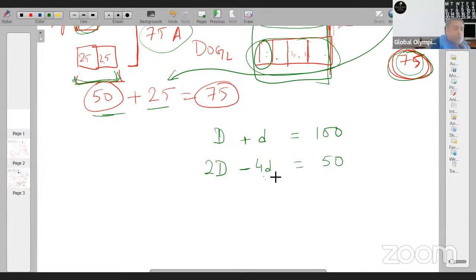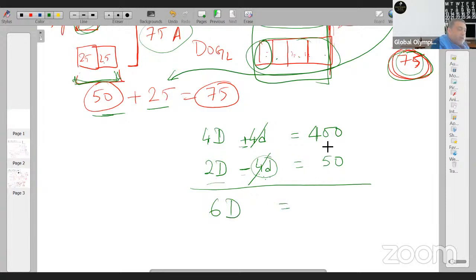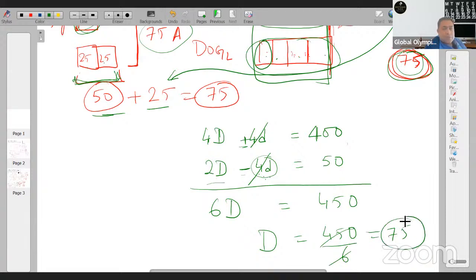We want to find out the ducks. So we will try to get rid of the dogs. Here we have a negative sign, here we have a positive sign. So if we add it up and if they were equal, then they will cancel each other. But this is smaller. This is not 4. So multiply the whole thing by 4 on this side and also on this side. So this one will become 400. Okay. And then you add it up. So 4d minus 4d will cancel out. You will get 6D is equal to, add these two up, you get 450. And therefore D is equal to 450 divided by 6, which is 75. This is even simpler, correct?